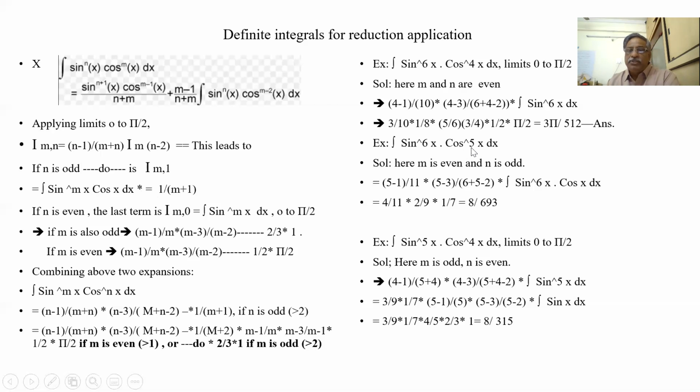Let us see. So 5 minus 1 by m plus n, 6 plus 5, 11. Into this becomes 4 by 11, then 2 by 9. 9 is what? M plus 2. 2 by 9. M plus 1. Here if n is odd, it is 1 by m plus 1.